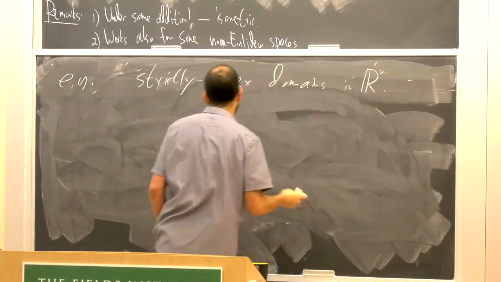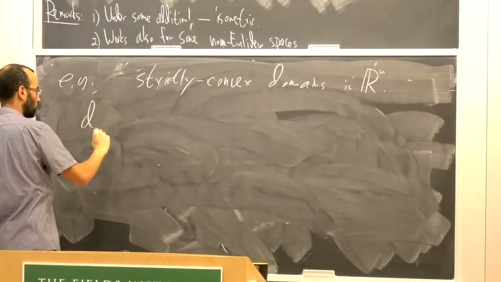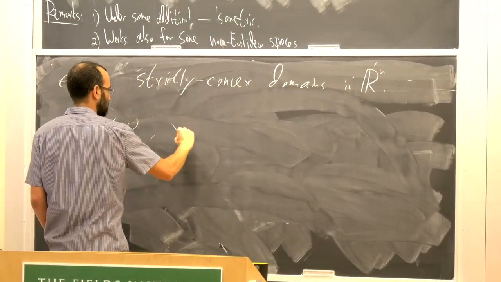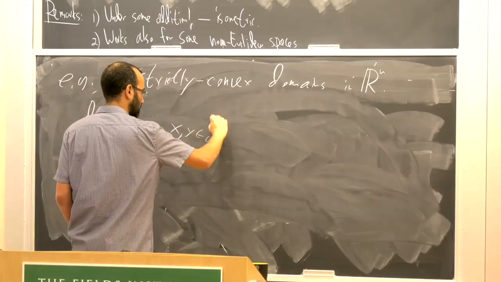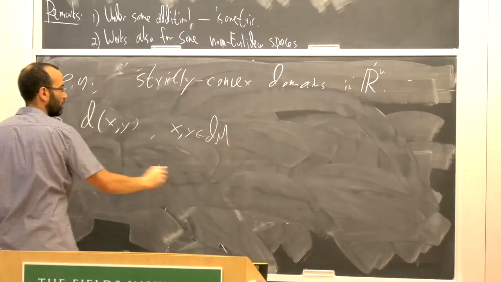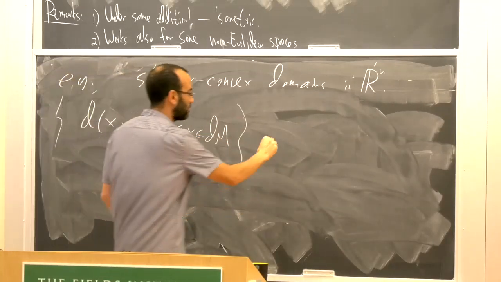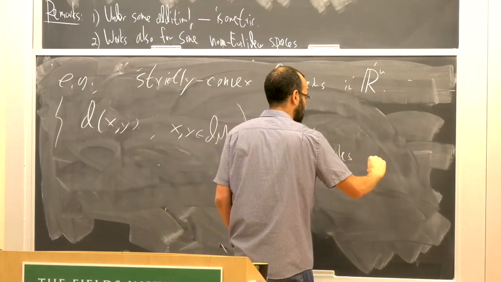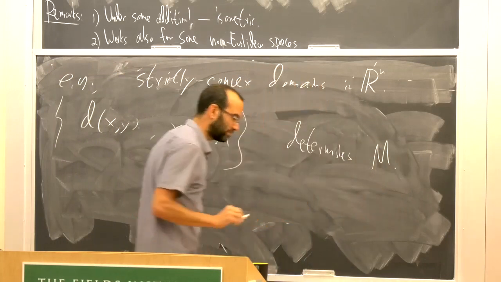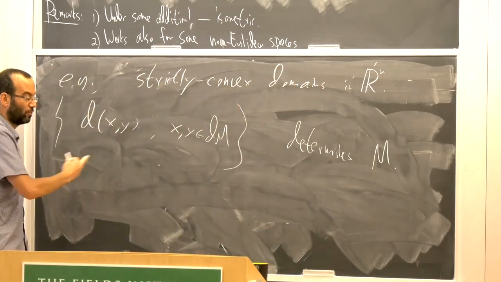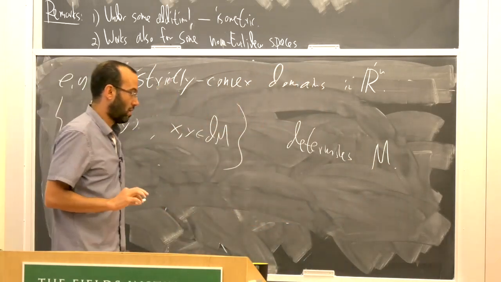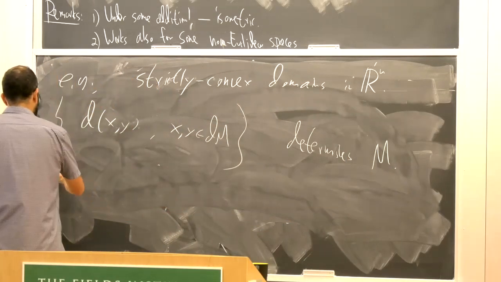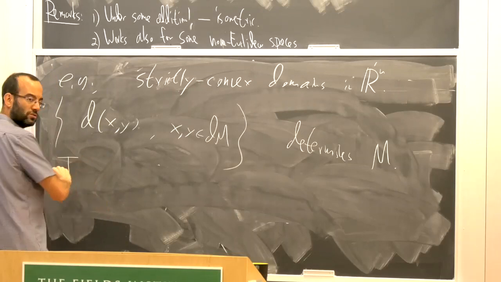And the conjecture says that if you know the distances between all points in the boundary, so this collection of data, this determines M. So any 2 manifolds with the same boundary distances are isometric to each other. So this is Michel's conjecture from 81. Any questions or anything about it?